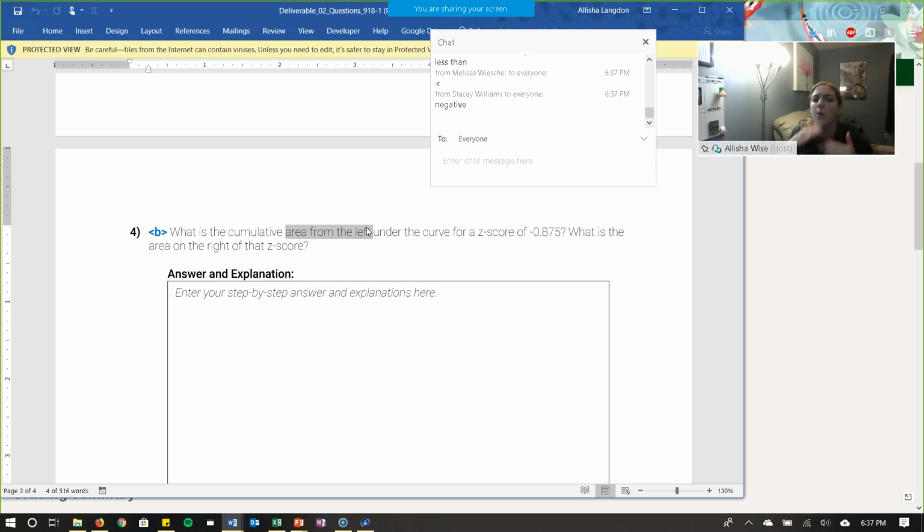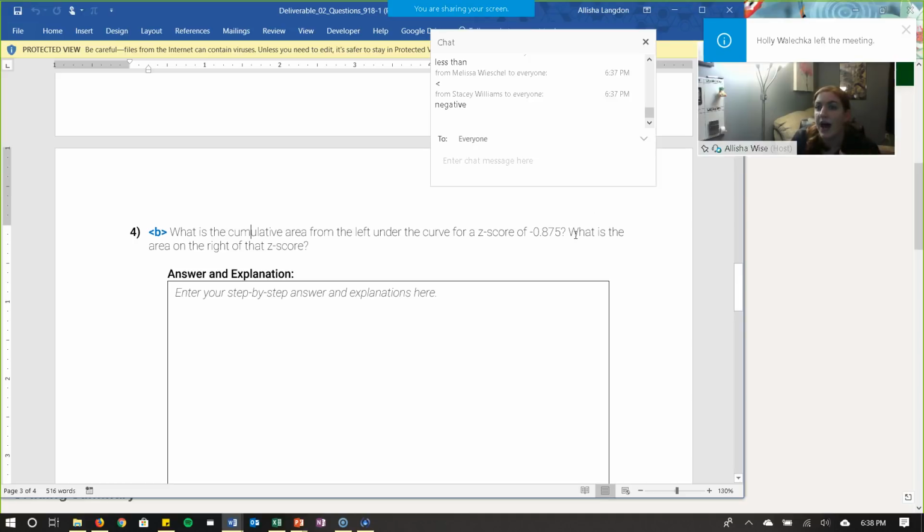Yeah. So basically they're asking, what is the probability that it's less than negative 0.875? So they're giving you a z-score. They're saying my z-score is negative 0.875. Find the probability that it's less than. That's essentially what they're saying here. Okay. It's just using different terms to talk about the same concepts that we looked at.